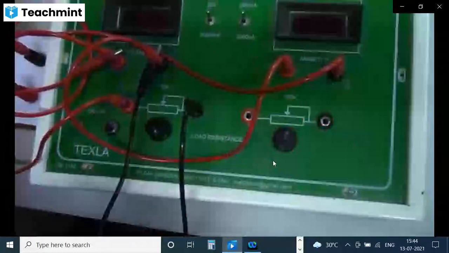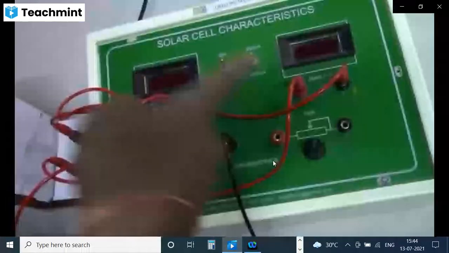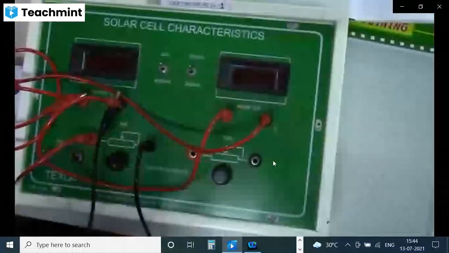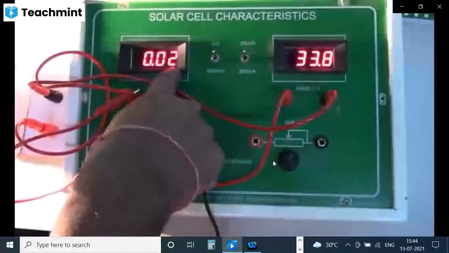So the entire circuit is completed. This is the circuit diagram, this is the actual circuit, students. In this we have to connect the circuit. Yes, students, how to start the experiments?